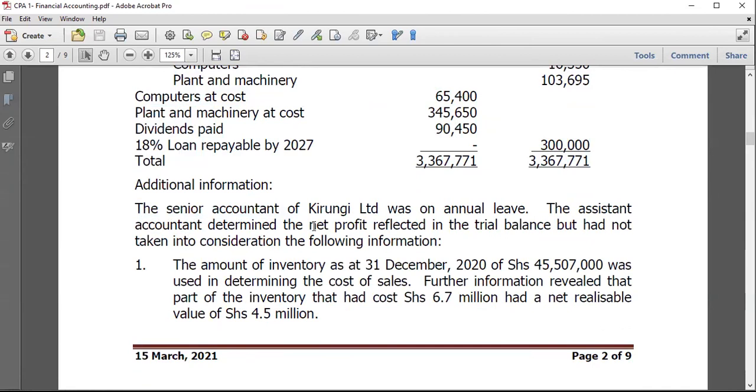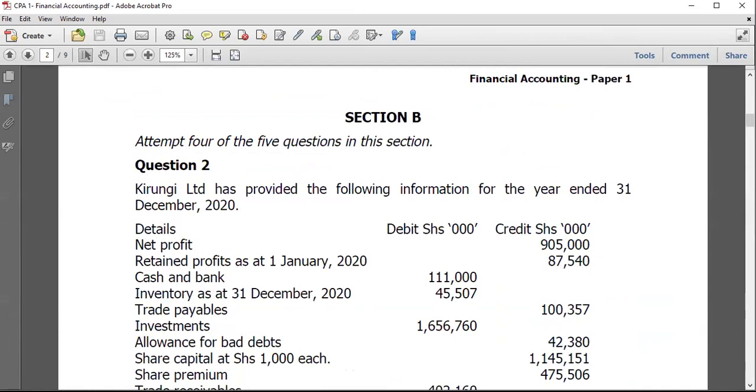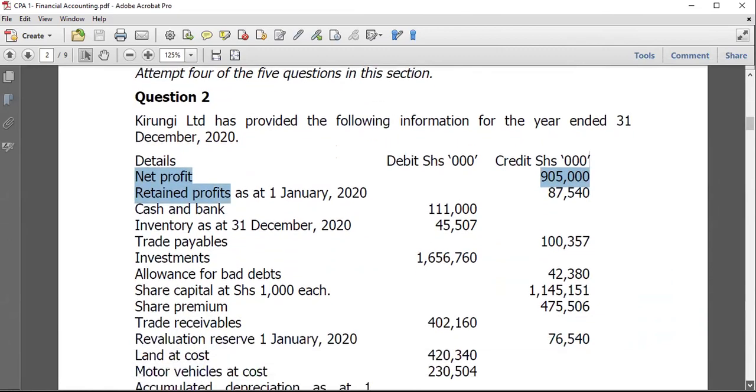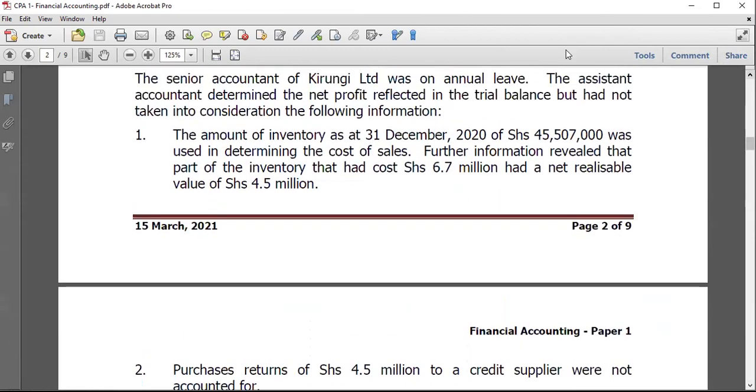So the additional information goes to say that the senior accountant of Kilungi Limited was on annual leave. The assistant accountant determined the net profit reflected in the trial balance, but had not taken into consideration the following, okay? So it means that we have to adjust our net profit, because whatever is below is not part of this 905,000 up here.